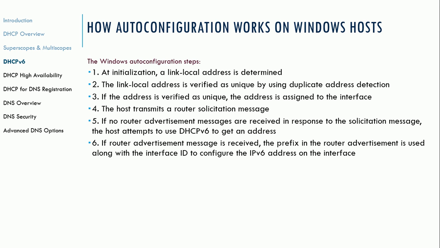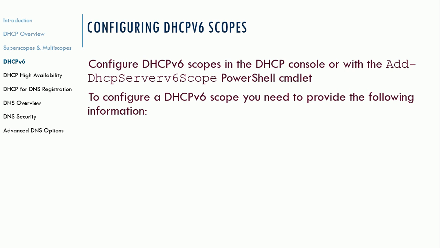If the router advertisement is received, the prefix in the router advertisement is used along with the interface ID to configure the IPv6 address on the interface. So again, it can either be configured with DHCPv6 or auto-configured from the router advertisement message.